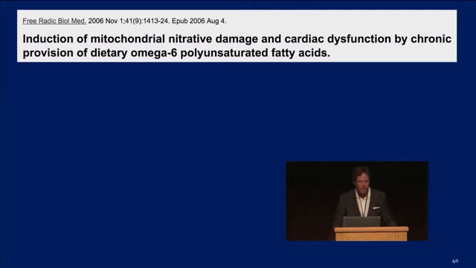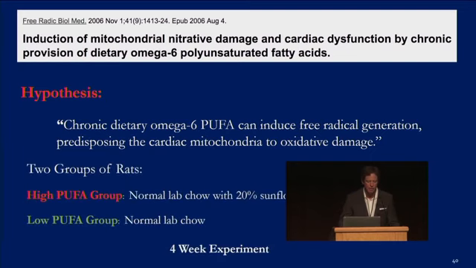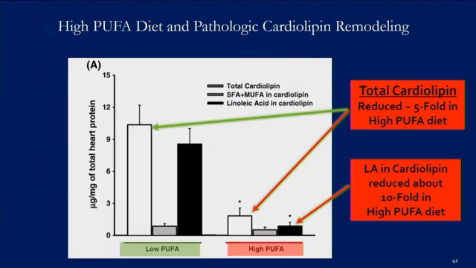All right, so I want you to see this study. This is one of the most interesting studies I've ever seen. These researchers hypothesized that chronic dietary omega-6 PUFA can induce free radical generation, predisposing the cardiac mitochondria to oxidative damage. So they had 2 groups of rats, a high PUFA group with normal lab chow with 20% sunflower oil, and a low PUFA group with normal lab chow. This is a 4-week experiment.